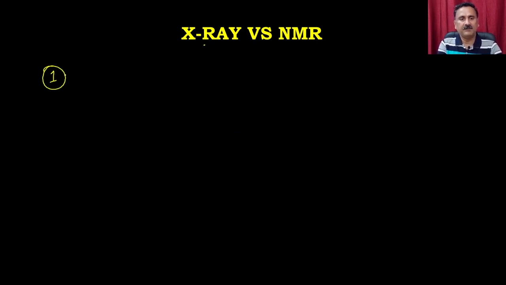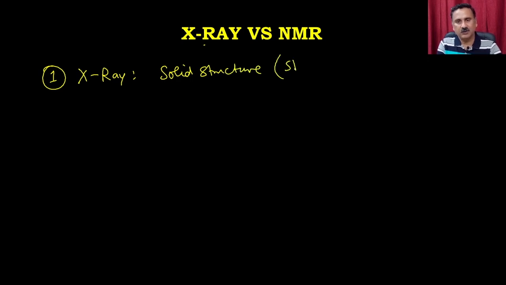X-ray is going to give you a solid structure, or the structure under static conditions. So it is going to give you the static structure, which means that the structure is not going to change. It is going to be the final conformation. Whereas NMR is going to give you a dynamic structure.